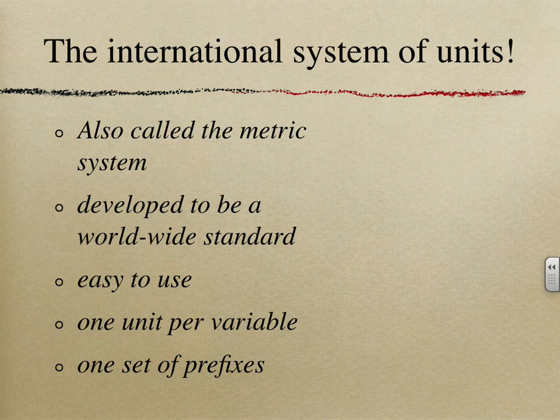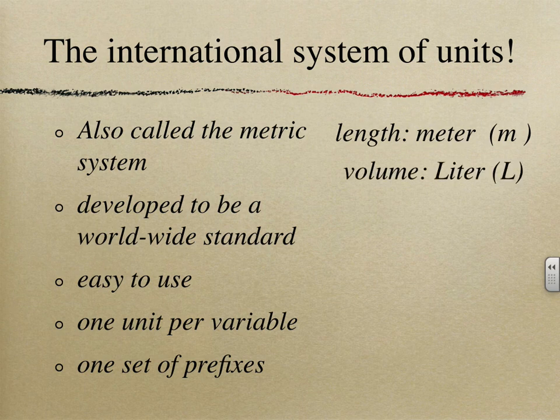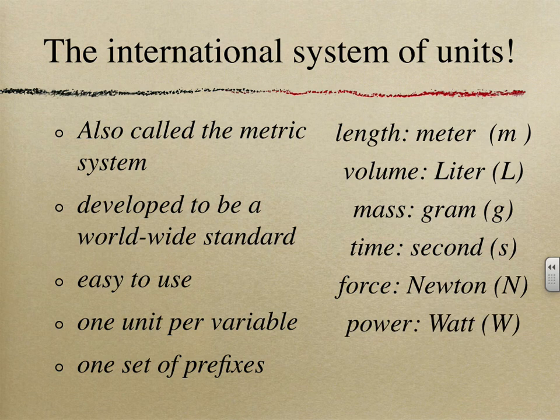So, in the English system, how many units of length did we have right there? 6. We had 6. So you had to learn 6 units and you had to learn all the conversion factors in between all of those, which were convenient numbers like 5,280. In the metric system, you have 1 unit. If it says meter, it's length. Any form of meter is length. For volume, it's going to be liter. For mass, it's going to be gram. For time, it's going to be seconds. For force, it's going to be newtons. For power, it's going to be watts. For energy, it's going to be joules.